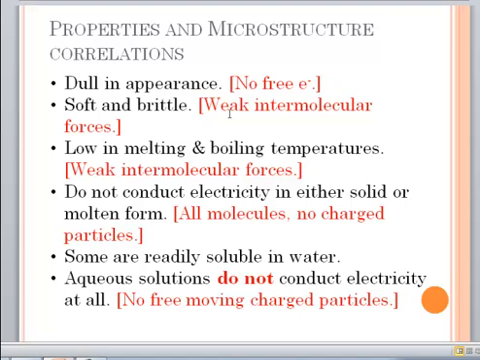So why are covalent compounds, like ionic compounds, dull in appearance? Because they do not have free electrons. Why are they soft and brittle? Because the intermolecular forces between those molecules are weak, much less strong. And why are they low in melting and boiling temperatures? Same explanation, because the interaction between those molecules is much weaker.